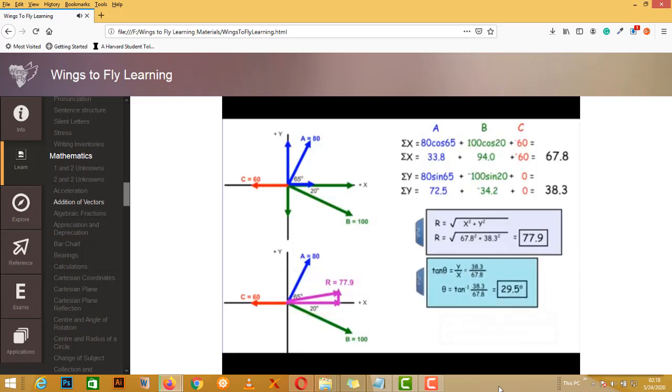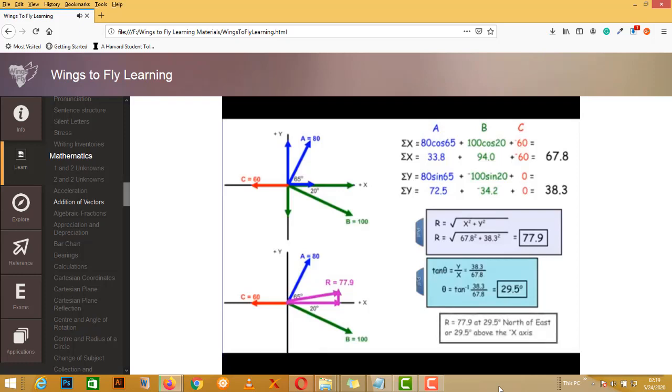Let me pull this out. So the tangent of the angle, and we're talking about the angle between the x-axis and the resultant, is equal to opposite over adjacent. You can see that the opposite side is our value for the sum of the y components. That is 38.3. The adjacent side is our value for the sum of the x components, 67.8. We take the inverse tan of that ratio, 38.3 divided by 67.8, and we get a value of 29.5 degrees.